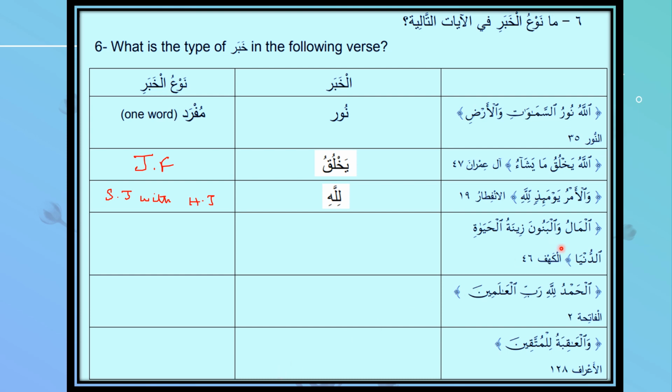So now al-malu wal-banun zinatul hayatid dunya. So what is our khabar? Let's check, zinat. So it's mufrad, right? You need to write singular or mufrad. And now let's check the next one. Alhamdulillahi Rabbil Alameen. So our khabar is guessed already. What is the khabar? Lillahi. And what type of khabar is this? Guessed already. What is it? Shibh jumla with harf jar. And now let's check the next one.